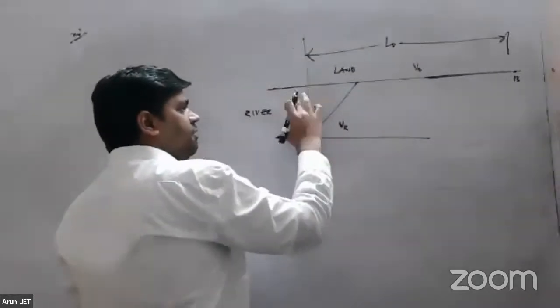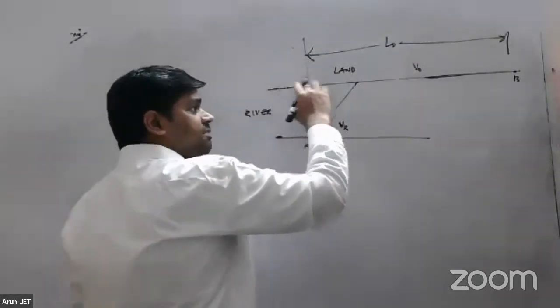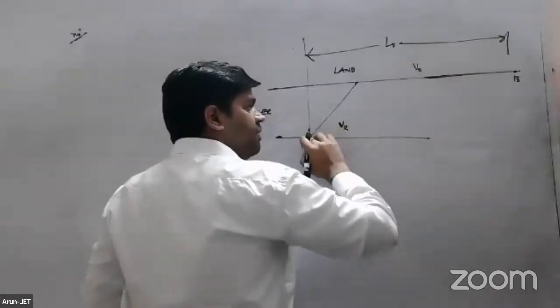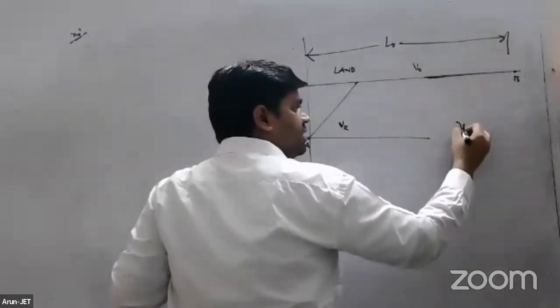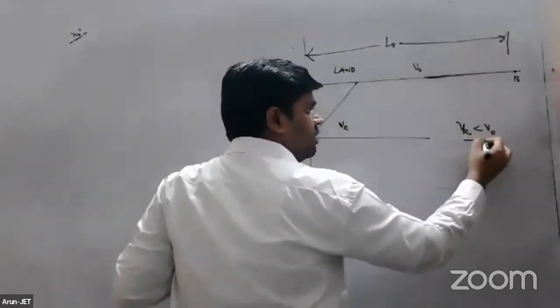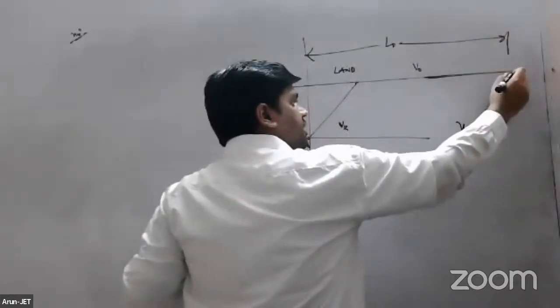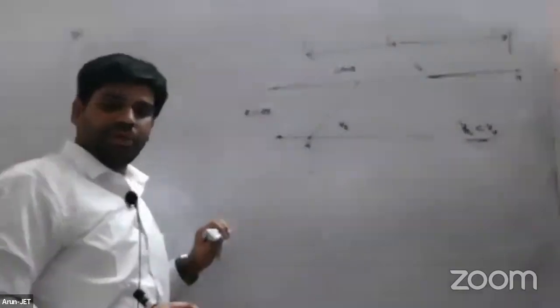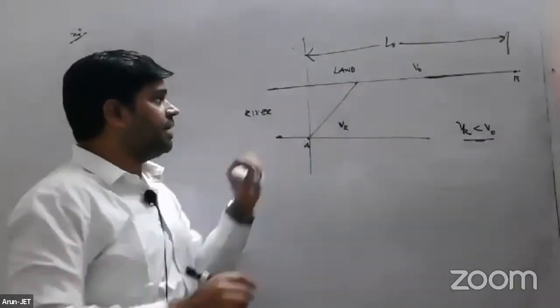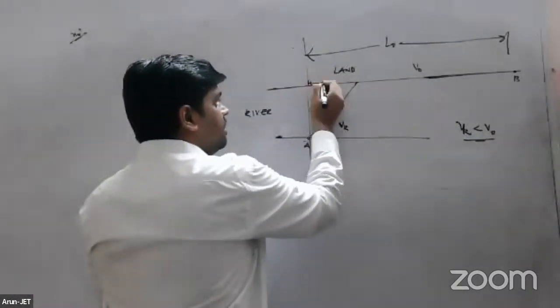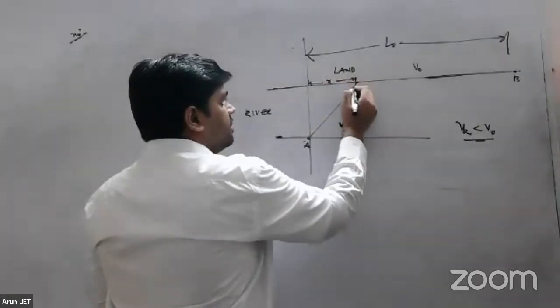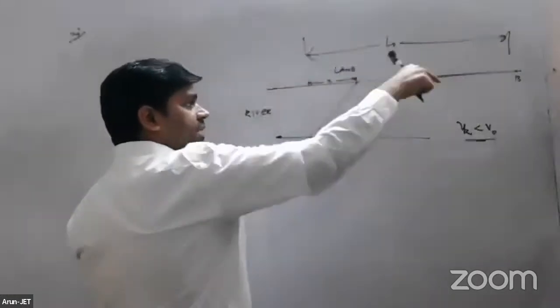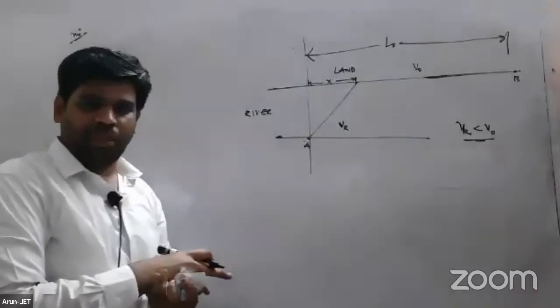So if he goes like this, he will minimize time in river, but maximize time on land. But if he goes directly like this, and VR is less than V naught, he will maximize time in river itself. So it will take more time. But the question is, where should he land on land? This X, such that he'll reach there in minimum time. Is the question.